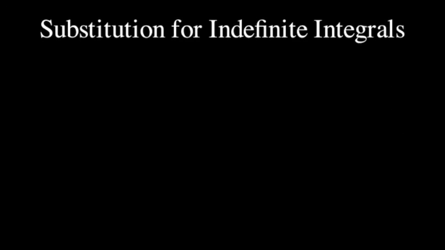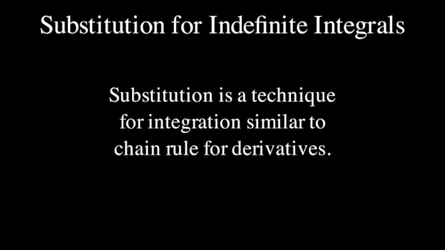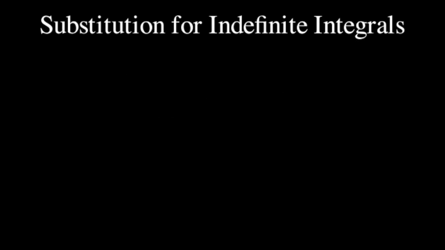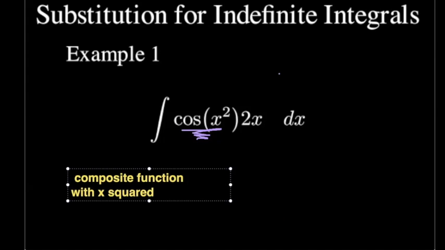In this section we are going to look at the substitution technique for indefinite integrals. Substitution is similar to chain rule, and in fact you can think of it as the process that undoes chain rule. For the first example, let's find the antiderivative of cosine of x squared times 2x dx. You see we have a composite function, where there's an x squared inside the cosine of something.